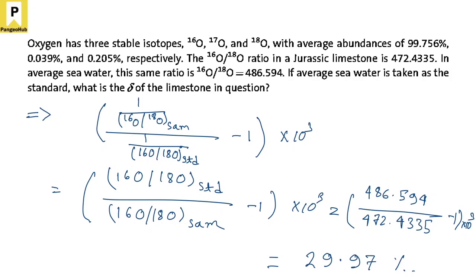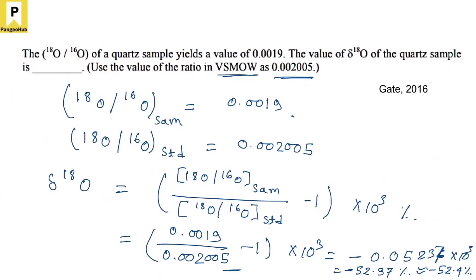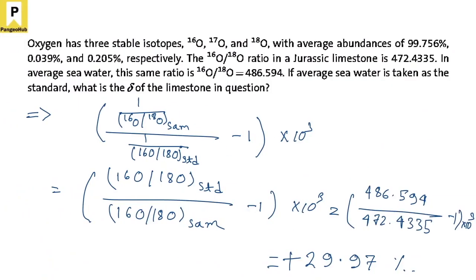So you have to practice this. You have to write plus 29.97 or 30 per mil. Here as well, the plus sign is very important to note. In a general sense it is positive, but it's better to mention it. So now we know how to deal with these questions.